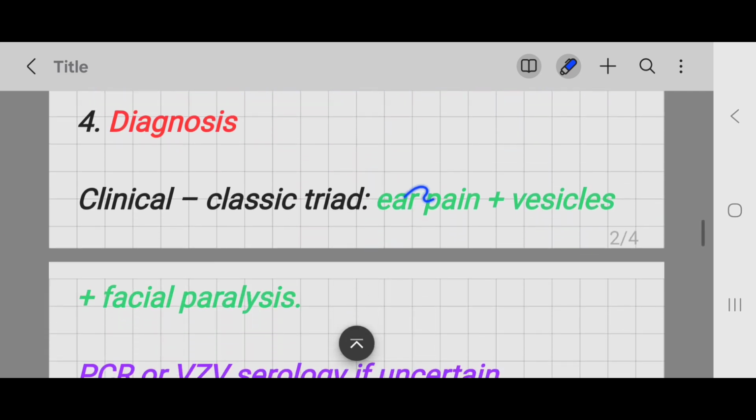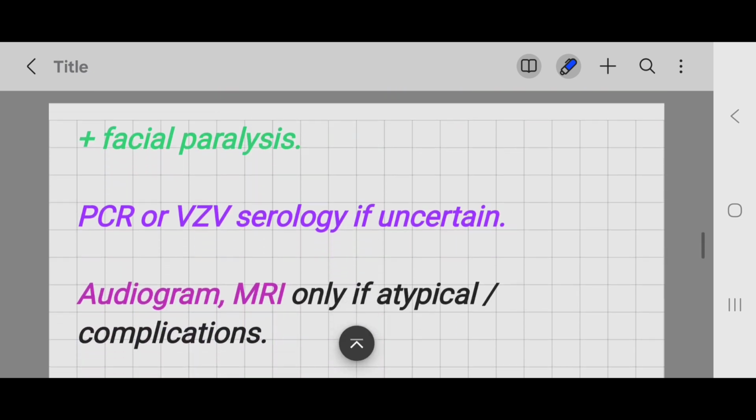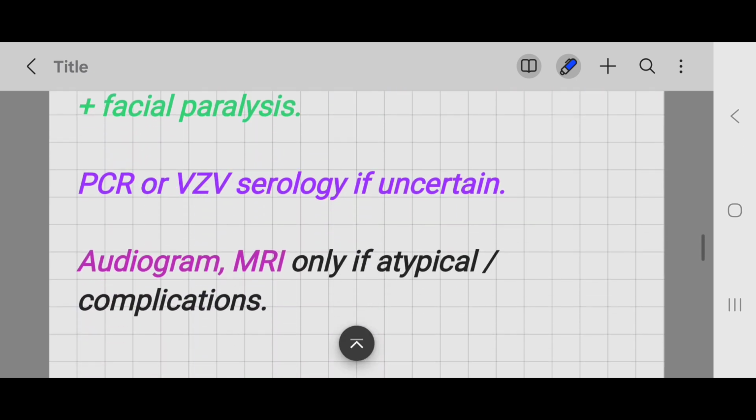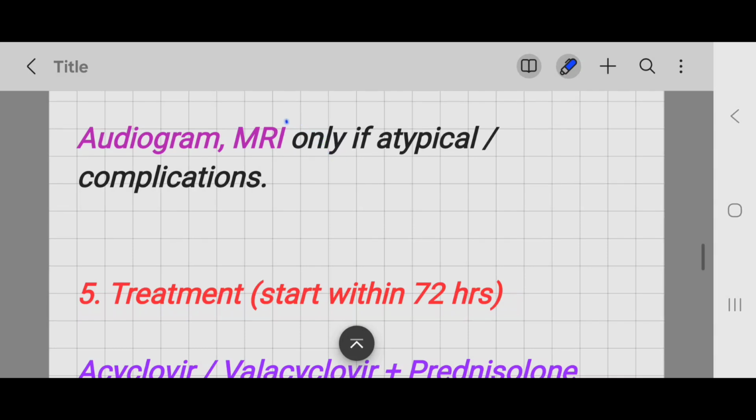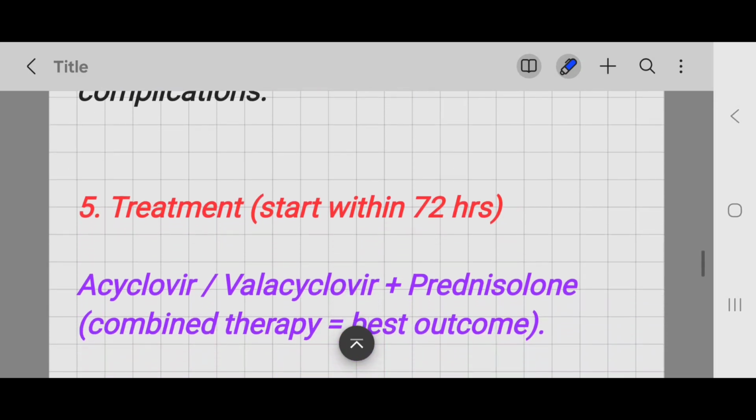Diagnosis. There is a classic triad. First one is ear pain, second one is presence of the vesicles in the external ear canal, and third one is facial nerve palsy, which is lower motor neuron facial nerve palsy. How will you diagnose this? You can diagnose this clinically, or PCR for Varicella Zoster Virus serology if you are uncertain. Audiogram and MRI can only be done if there are atypical features or complications.